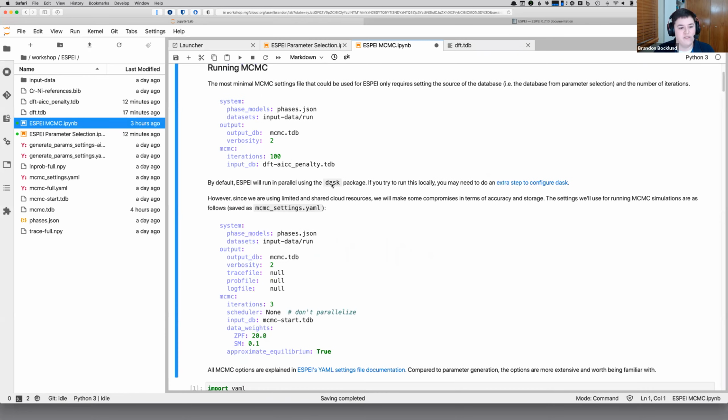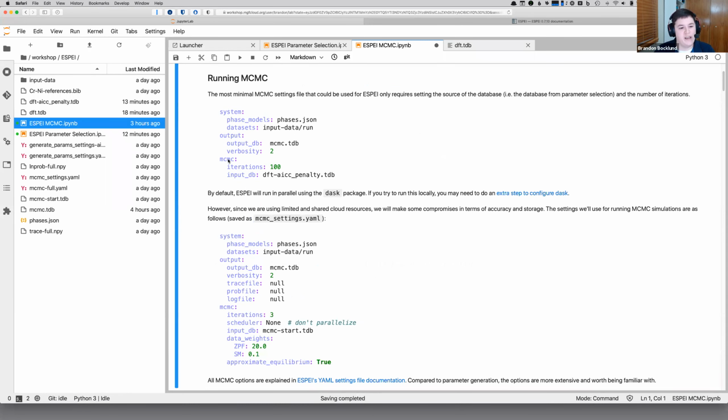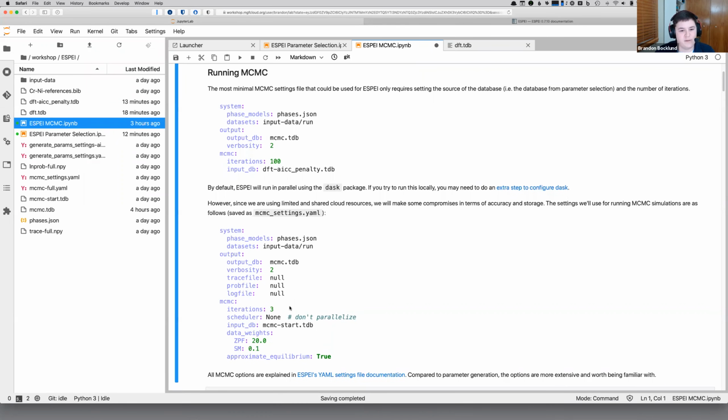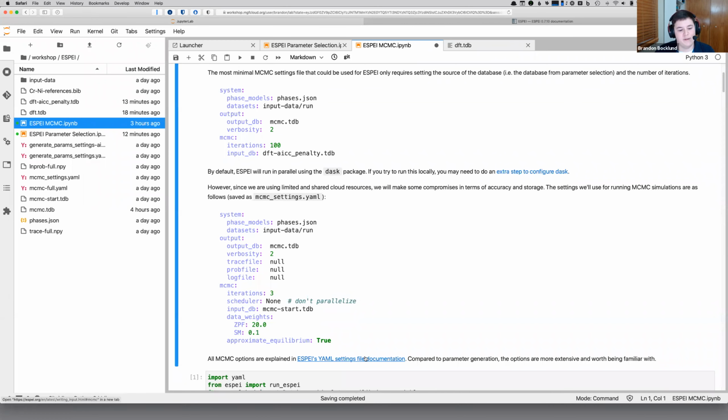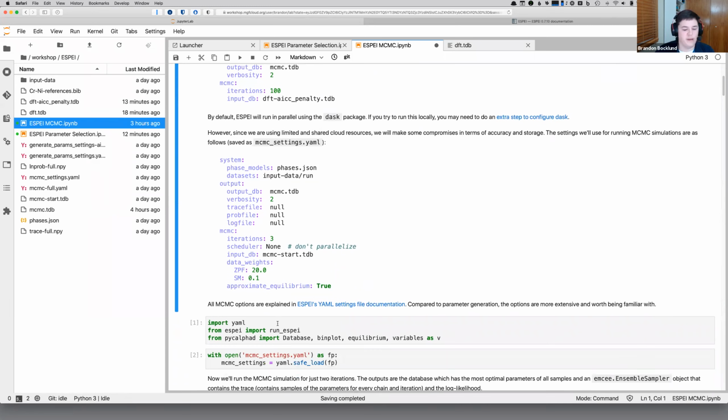So the key difference here is that instead of having this parameter generation key in your YAML file, again, telling ESPEI what to run, the bare minimum for MCMC is to include the key here. You need an input database, and you can input any TDB that you have. All you have to do is name the variables that you want to fit, and then you need to specify the number of iterations. But there's lots of options. Again, in the documentation that's linked here, there are lots of options that you can control, hyperparameters and other things to make your calculations go faster.